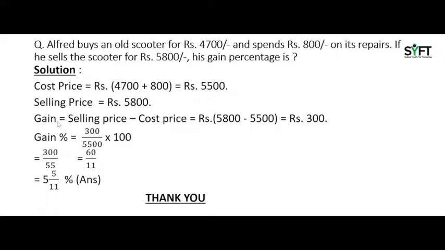It's very easy to calculate the gain. Selling price minus cost price, which comes to 5,800 minus 5,500. So the gain is rupees 300. To calculate the gain percentage, profit divided by cost price into 100, which will come to 300 divided by 5,500 into 100. After simplifying this, we'll get the answer, which will come to 5 by 11%.